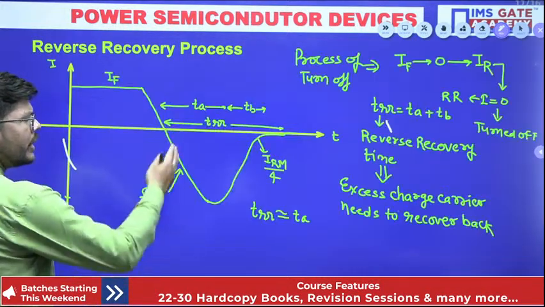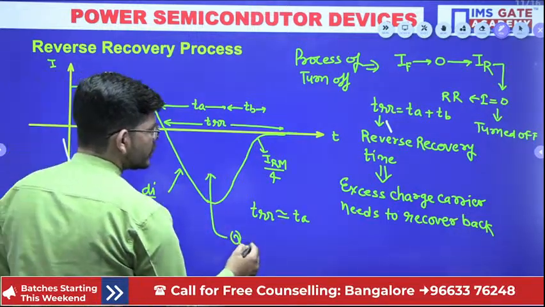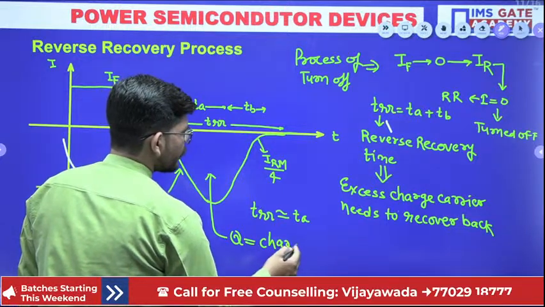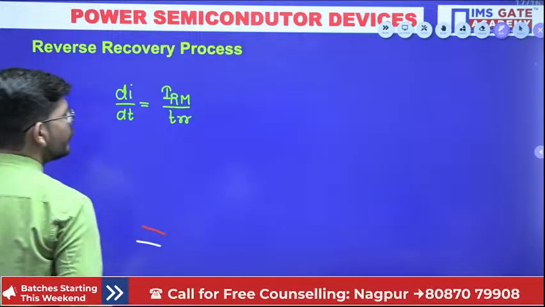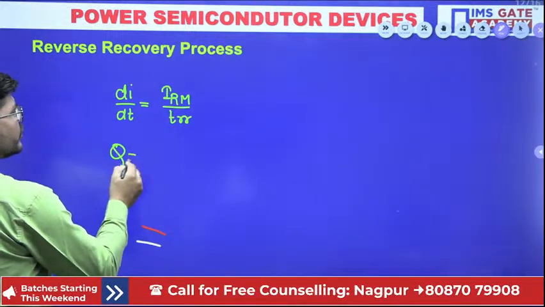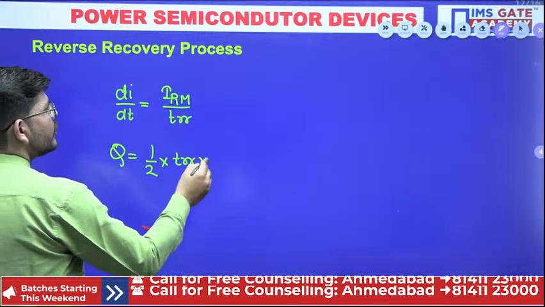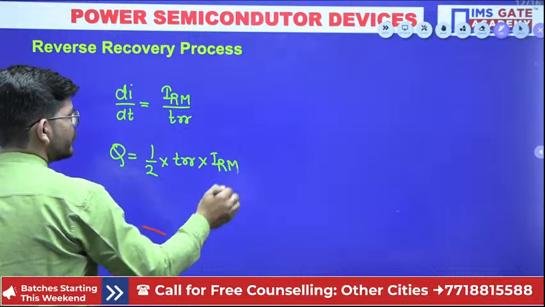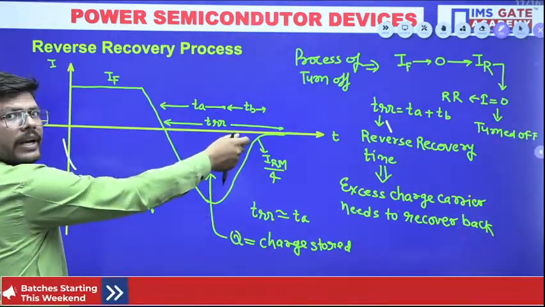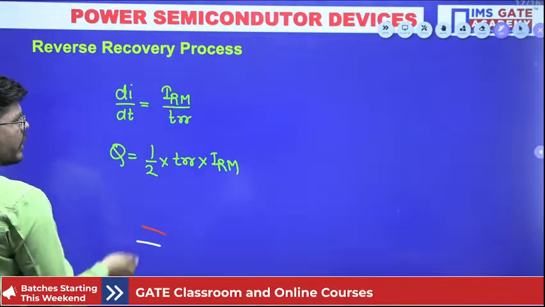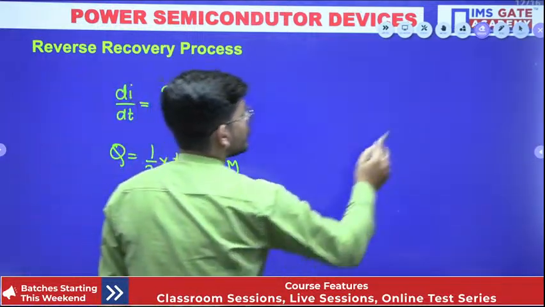Now, during the reverse recovery time, let us suppose this is the charge stored. This is the charge stored which will be recovered back. So if we want to calculate this, Q will be what? This Q will be basically half into TRR into IRM, the area of this particular triangle, isn't it? This is a kind of triangle. We can approximate this to be a triangle. So the area of the triangle is what we need to calculate here.